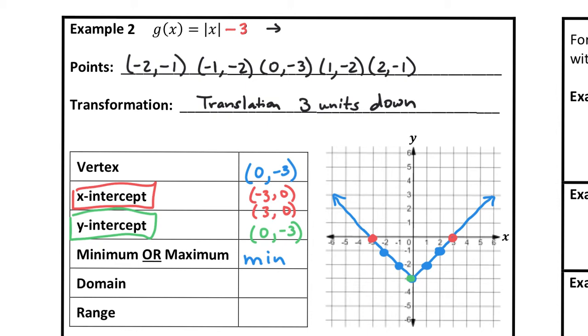The domain from left to right, we have arrows going to the left, we have arrows going to the right. So that means from -infinity to +infinity. The range. How far to the bottom does the graph go now? It goes as low as -3 and all the way up to infinity. So we're going to go bracket -3 all the way up to infinity.